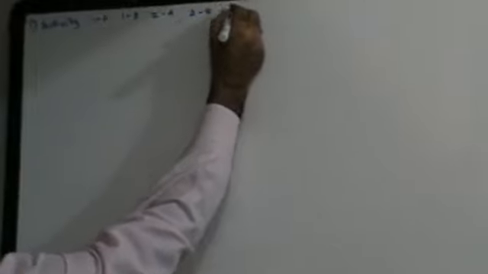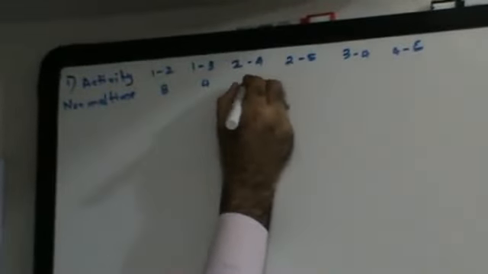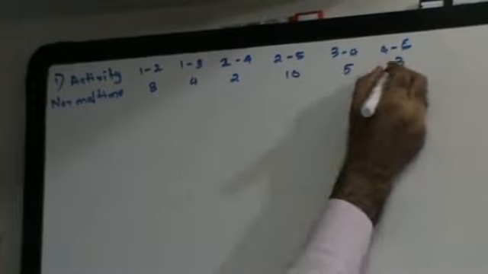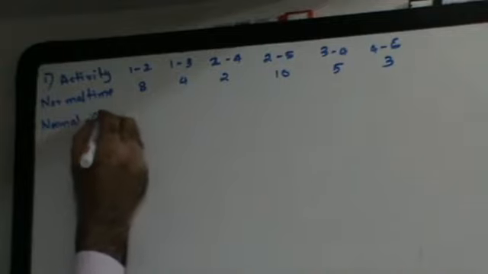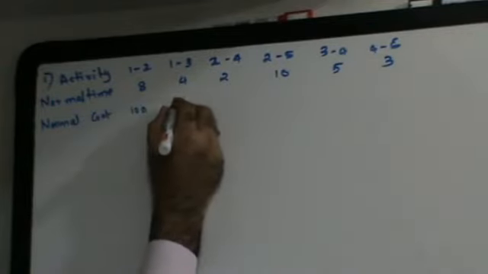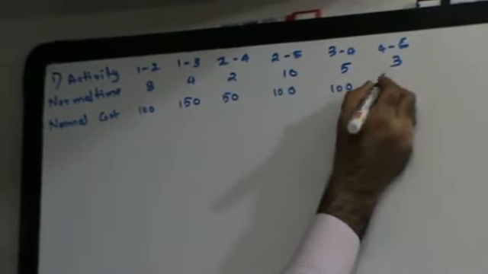Activity: 1 to 2, 1 to 3, 2 to 4, 2 to 5, 3 to 4 and 4 to 5. These are your activities. Normal time is 8, 4, 2, 10, 5, 3. Normal cost: 100, 150, 50, 100, 100, 80.